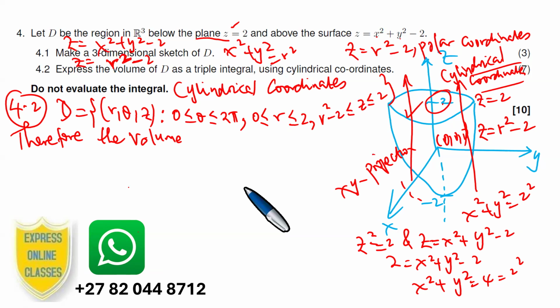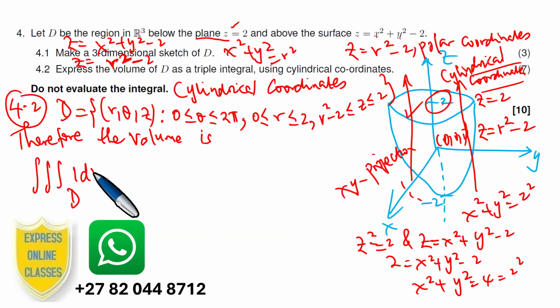So now using cylindrical coordinates, we're able to do the following. Therefore the volume is the triple integral, which is the integral.